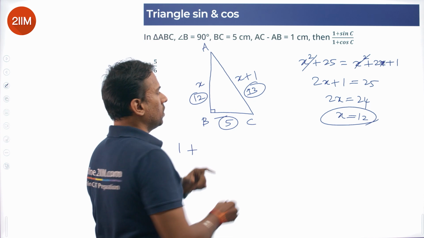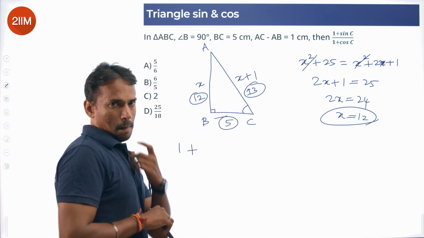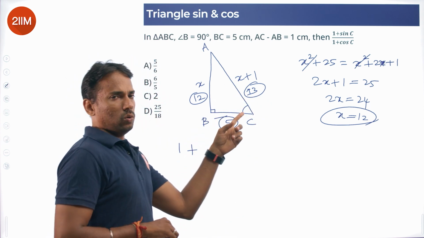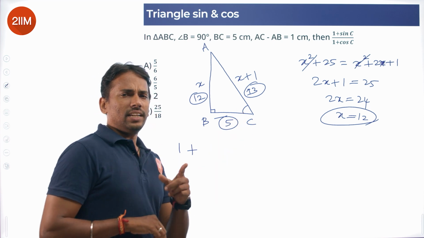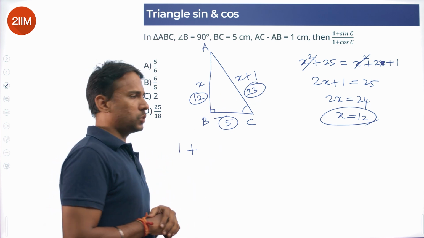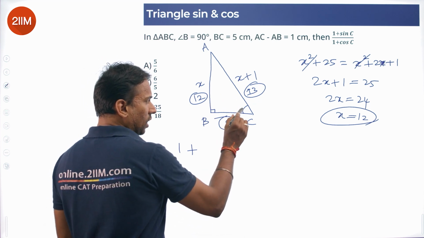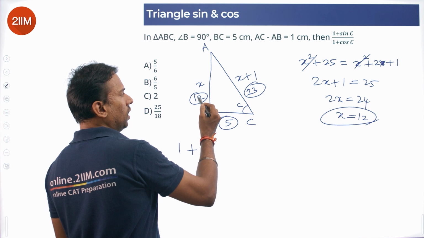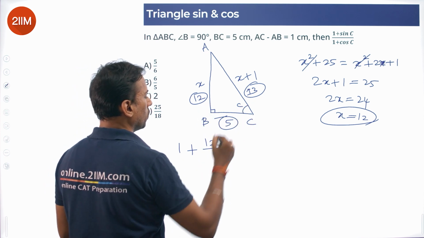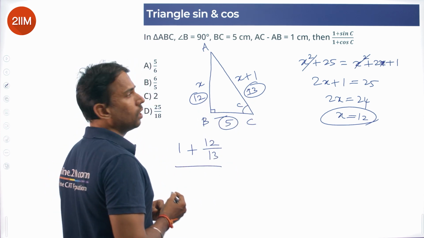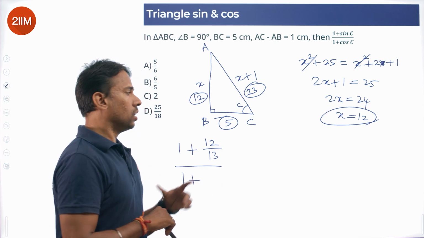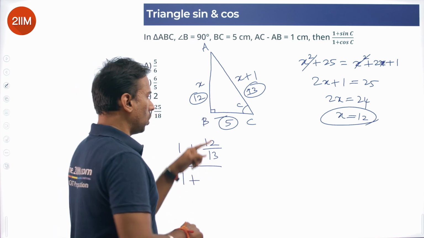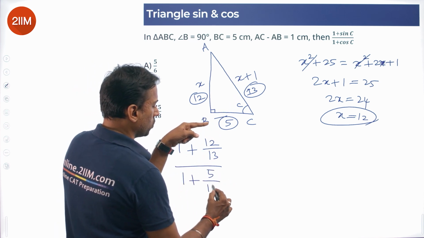First of all, C mentions this angle, angle C. Now we need to find sine of this angle, cos of this angle. Sin theta is opposite by hypotenuse, which means for this angle C, opposite is 12. So 12 by hypotenuse 13, by 1 plus cos C. Cos C is adjacent by hypotenuse. So adjacent is 5, hypotenuse is 13.